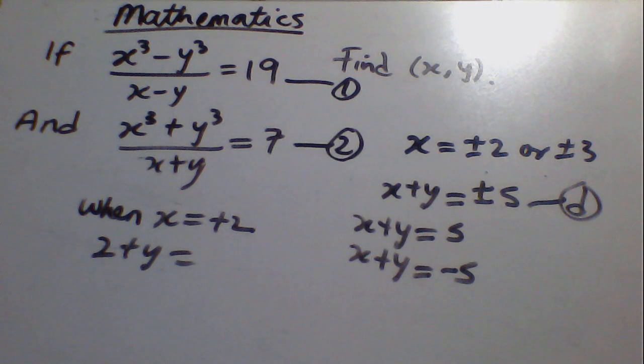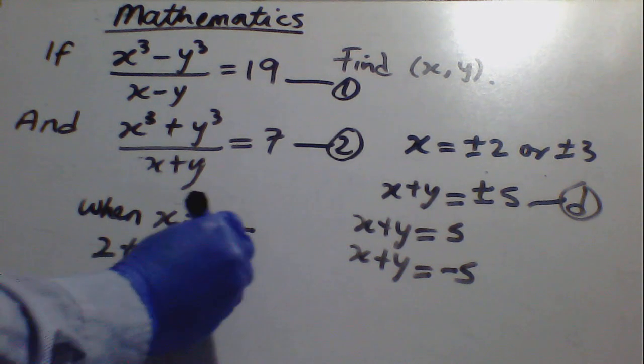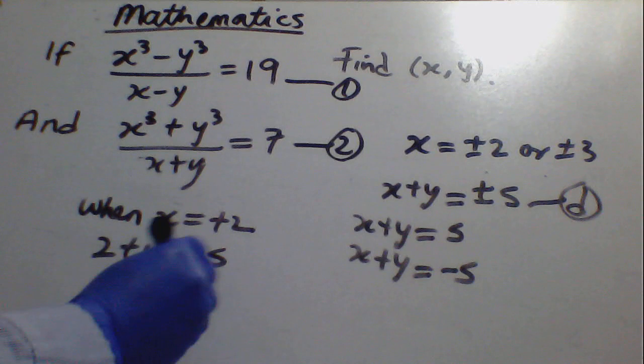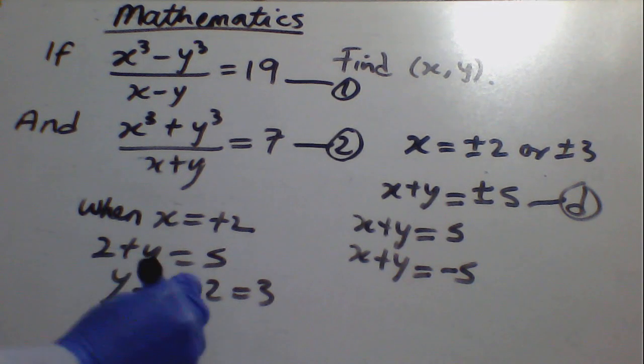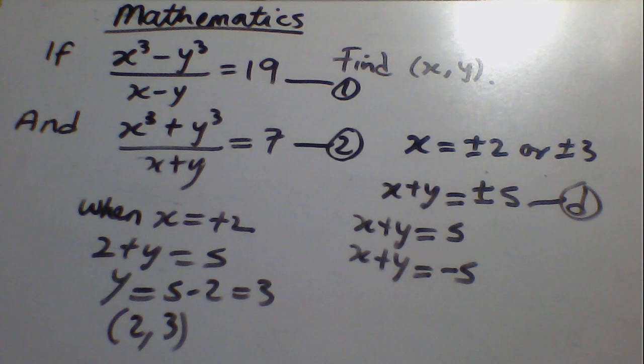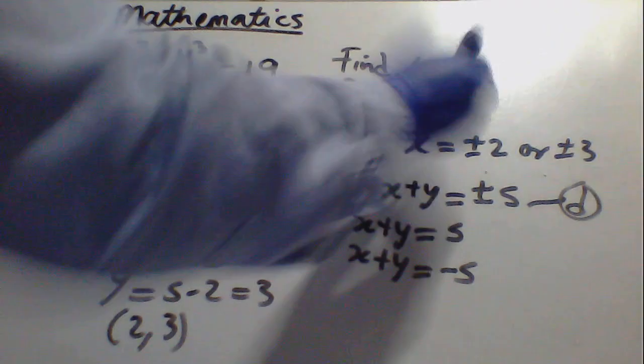So the first one, how do we get the value of y? From here, when s is equal to 2, here is 5, y is equal to 5 minus 2, and that gives us 3. So in this case, we have 2 and 3 for the first one.